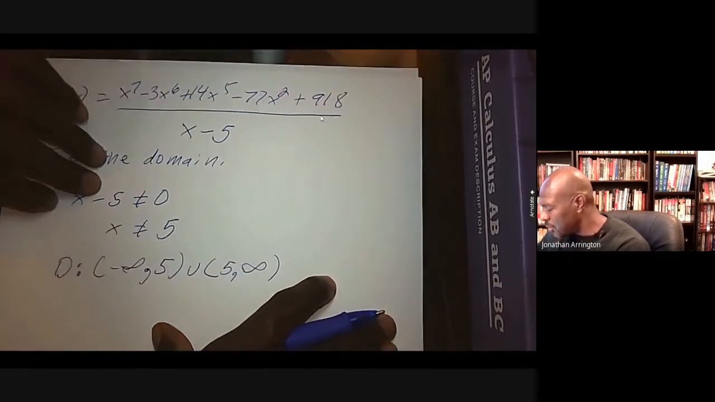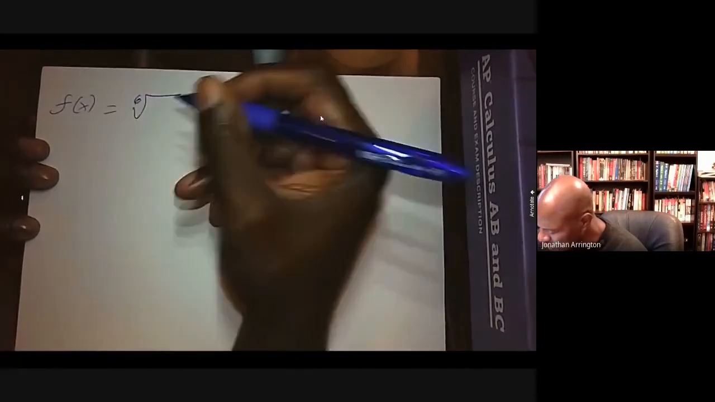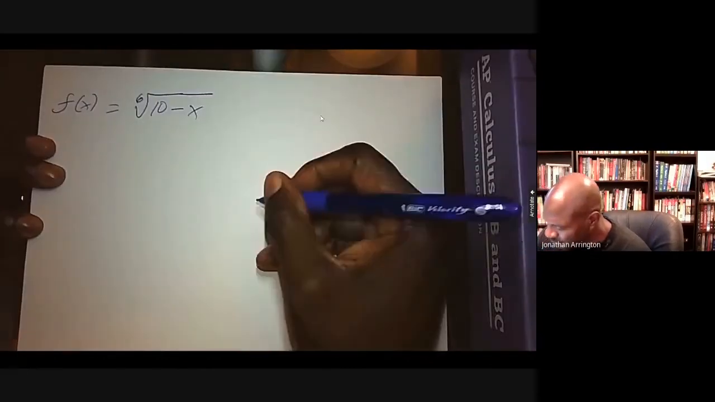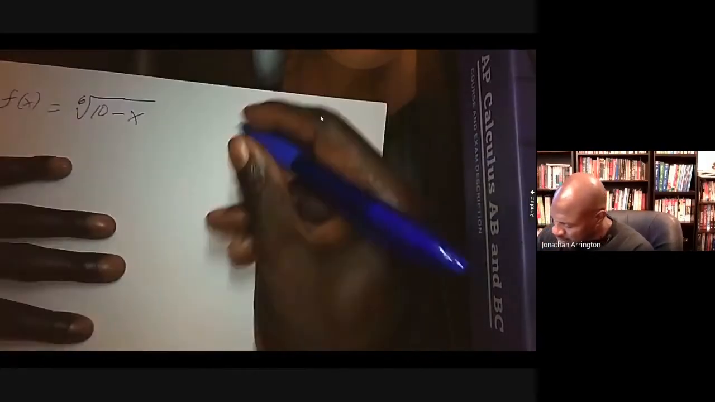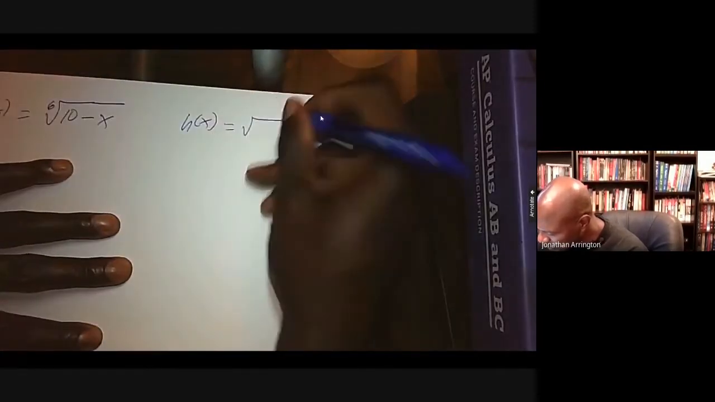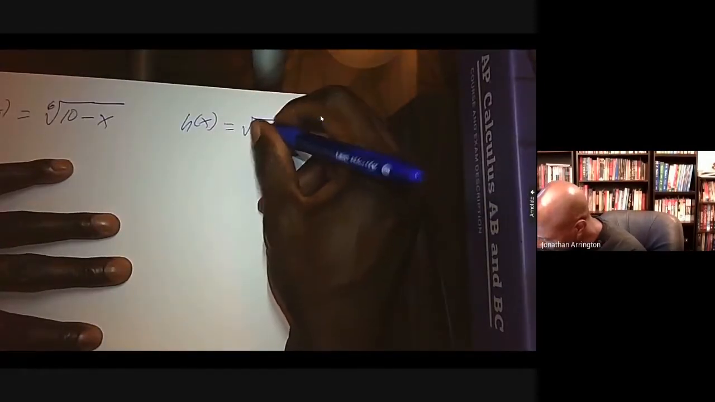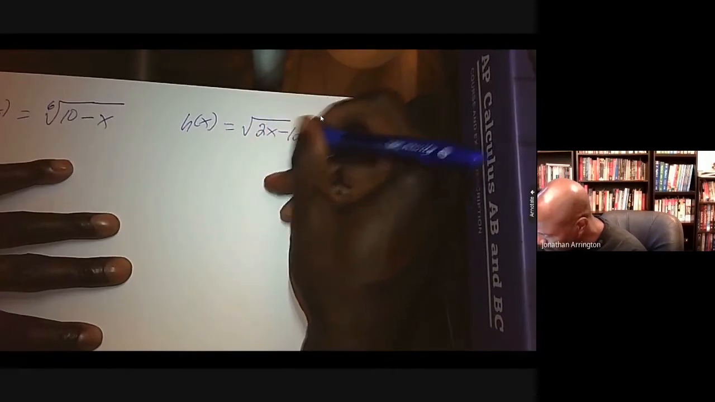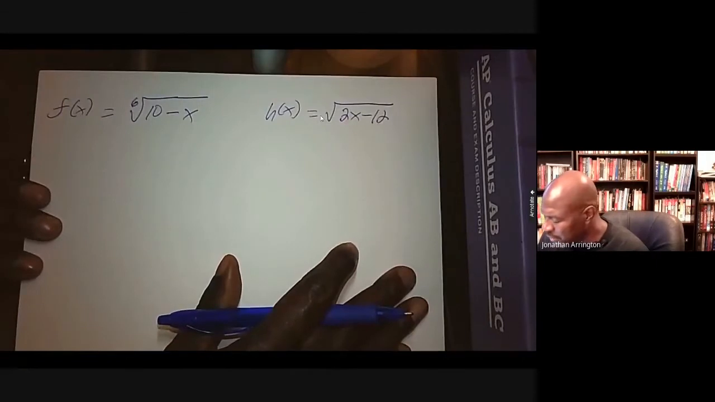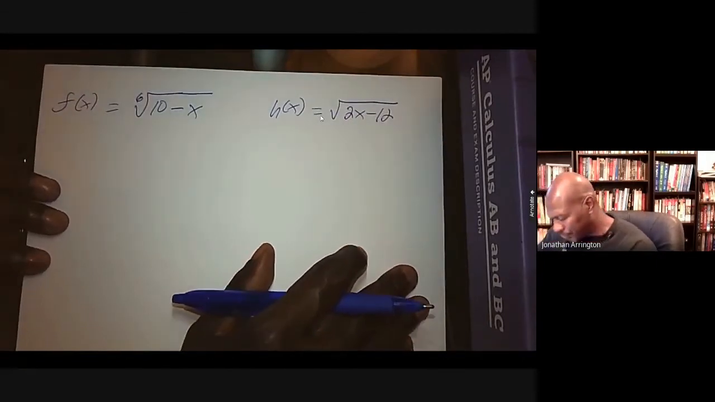And also, I'll do two examples at once. So let's say f of x is the 6th root of 10 minus x. And let's say also h of x is the square root of 2x minus 12. All right, so those are two functions. We'll find the domain of each.